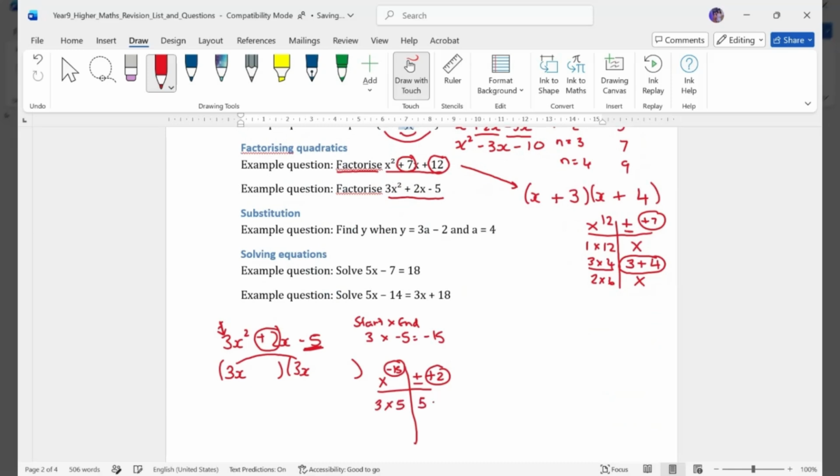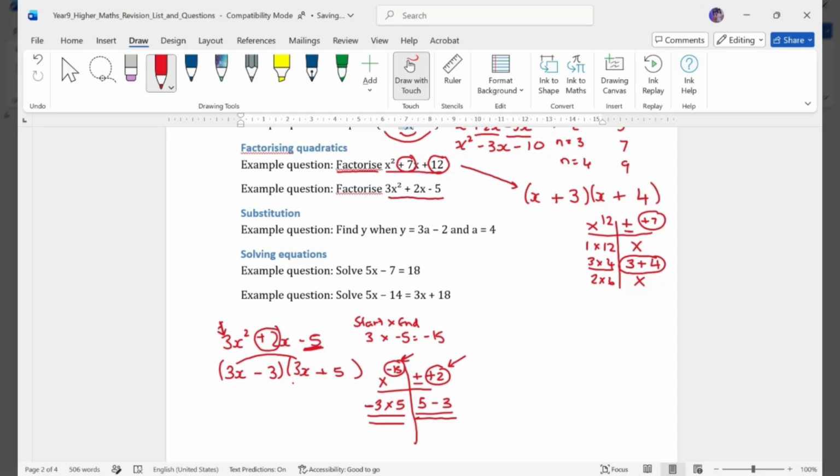And to get plus 2, I'm thinking 5 take away 3. In other words, the 5 is positive and the 3 is negative, which kind of works over here. Because if the 5 is positive and the 3 is negative, well, minus 3 times 5 would give me minus 15. So if we make this one work, that one just will work. So my two numbers are minus 3 and plus 5.